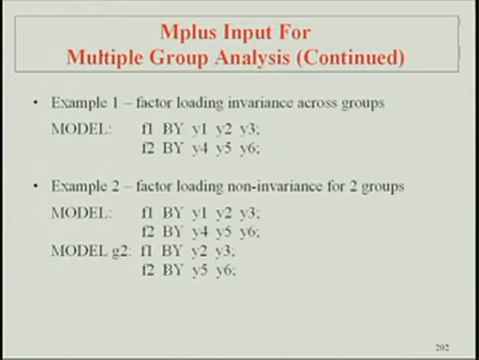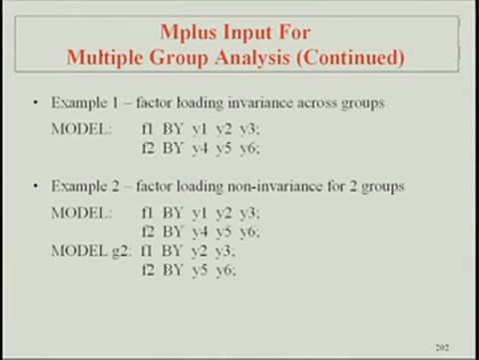Okay, and so let's look at an example here. So if you go with the Mplus default model, F1 by Y1, Y2, Y3, F2 by Y4, Y5, Y6, and you have several groups, then the factor loadings of Y2, Y3, Y5, and Y6 are going to be held equal across all the groups. So you're going to have that equality automatically. That is our default model. So that's factor loading invariance.